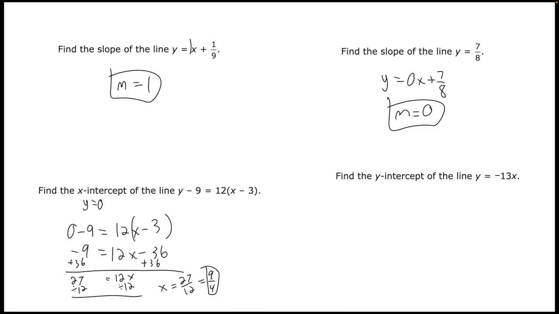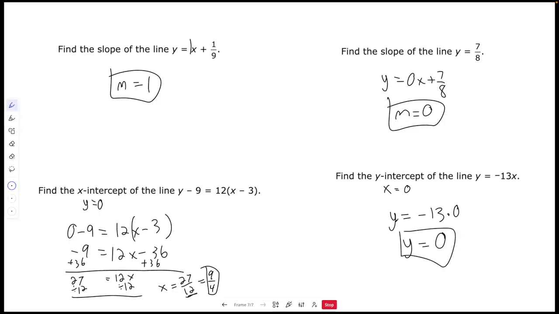You change the y to 0, you solve the equation, you got to distribute. When you get to the end, you get x equals 27 over 12, but that can be reduced to 9 over 4, final answer. And for the last problem, you change the x to 0, and you just end up with a y-intercept of 0. Shortcut for that problem would have been, this is in slope-intercept form, so the y-intercept is the number by itself if you know that shortcut.